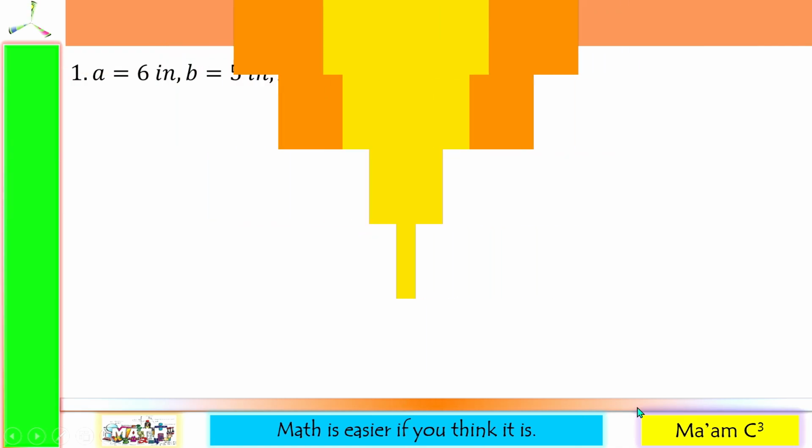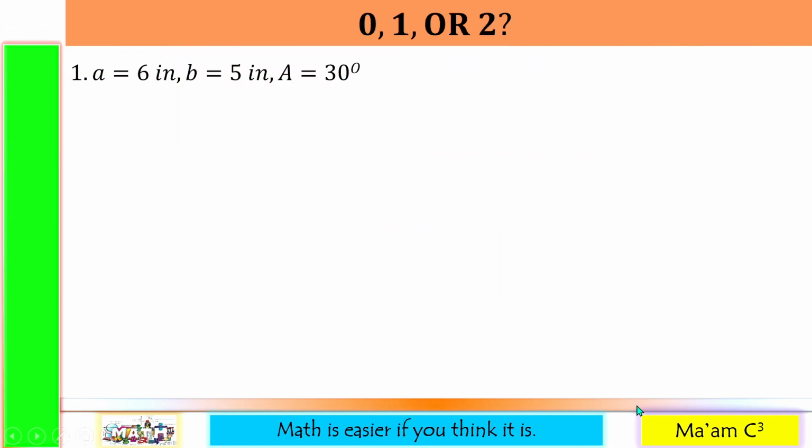Let's have an activity: 0, 1, or 2. Those are the possible outcomes. No triangle, one triangle, two triangles. Number 1, A is equal to 6 inches, B is 5 inches, and angle A is 30 degrees. First step, we have to determine what type of triangle this is. So I have here an angle, and the opposite side is also given, and another side. So two sides and an angle. Side, side, angle. SSA, meaning this is case 2, ambiguous case.